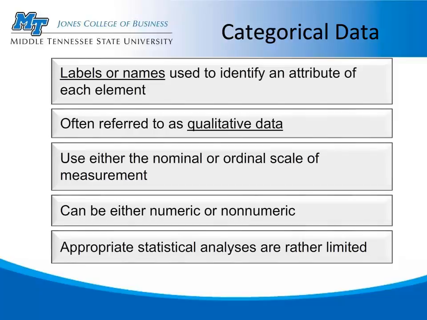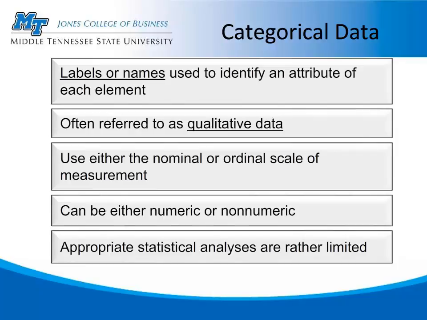Categorical data is also referred to as qualitative. You have a label or a name that's used to identify the different elements. Now, it can be nominal level or it can be ordinal level. You can take the label or the name and substitute a number for it, but that doesn't make it numerical. You're limited in what you can do with this sort of data. You can figure out what the proportion is in a particular category. You can convert that to a percentage.